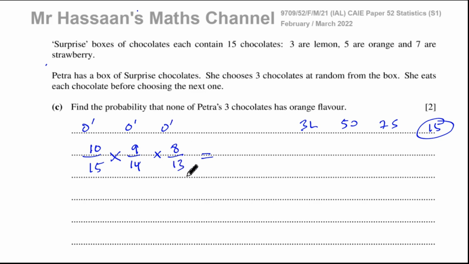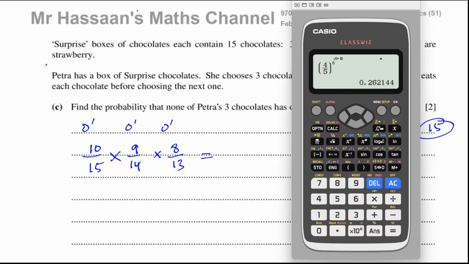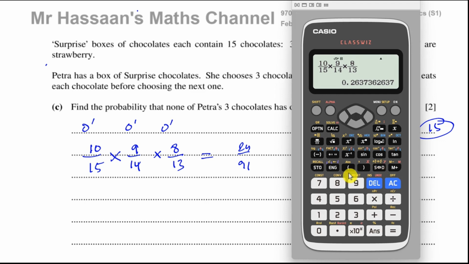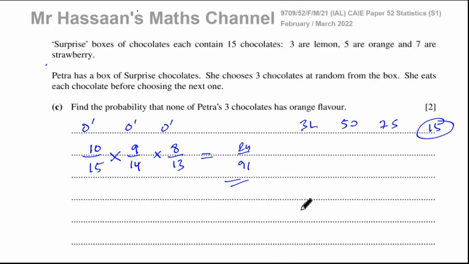So we can calculate this. You have 10 over 15 times 9 over 14 times 8 over 13. That gives you 24 over 91. You can leave your answer like that, that's fine. It's an exact answer, that's better. So there's the answer to part C of this question.